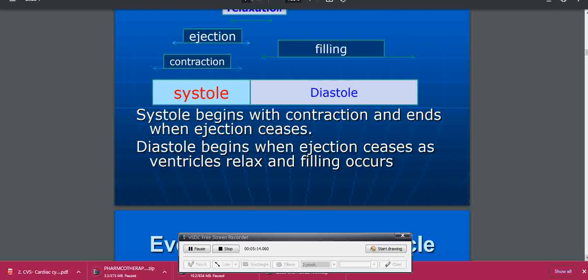So systole will start, the muscles contract, and then the blood will be pushed to the next level or chamber, and then it will stop. Immediately the blood is pushed to the next chamber, diastole starts. That means diastole begins when ejection ceases, when the blood has been pushed to the next chamber. So as the ventricle relaxes and filling occurs, that is what is next.